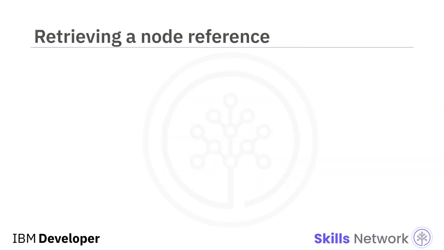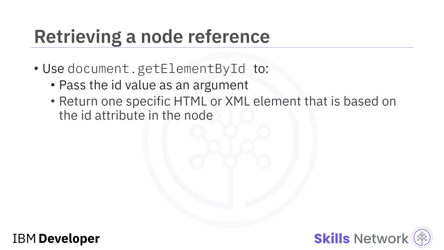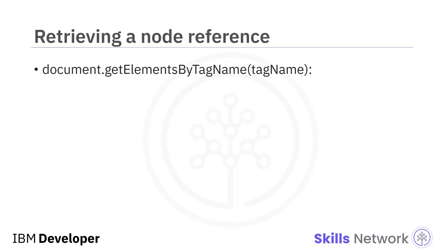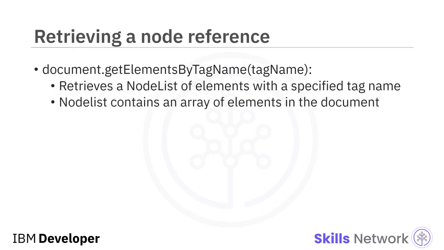To retrieve a node referenced for an element of a document given an ID, use the document.getElementById function and pass the ID value as an argument. This returns one specific HTML or XML element if a matching unique ID is found on the web page. The getElementsByTagName function retrieves a node list of elements with a specified tag name. The node list contains an array of elements in your document. You provide the name of the element you are interested in, and an array of all elements with that name found in the document is returned.